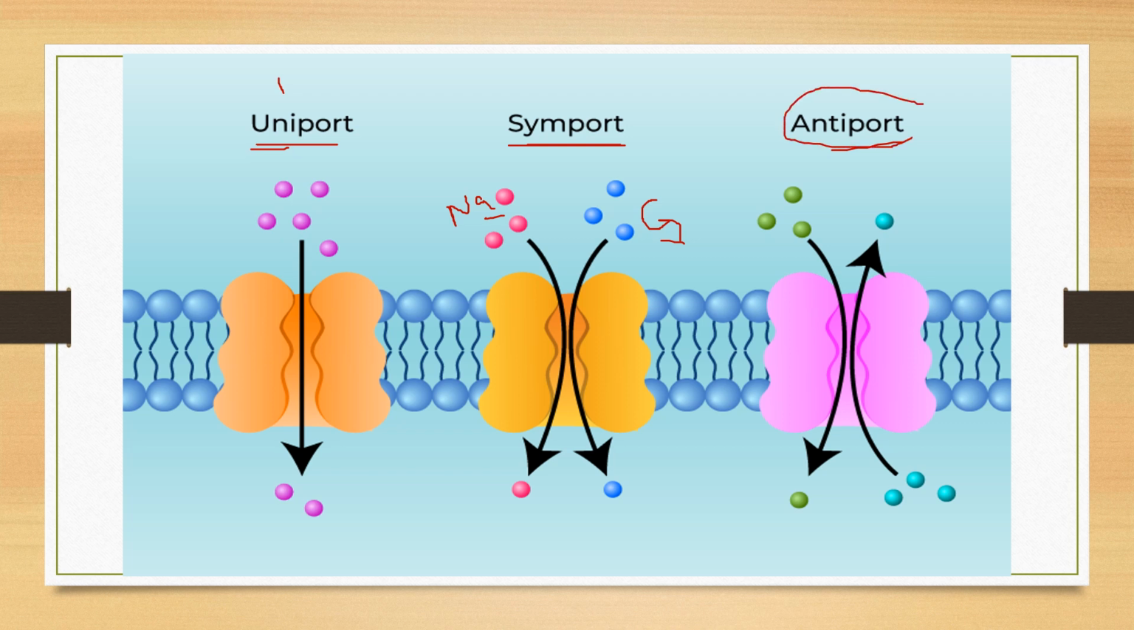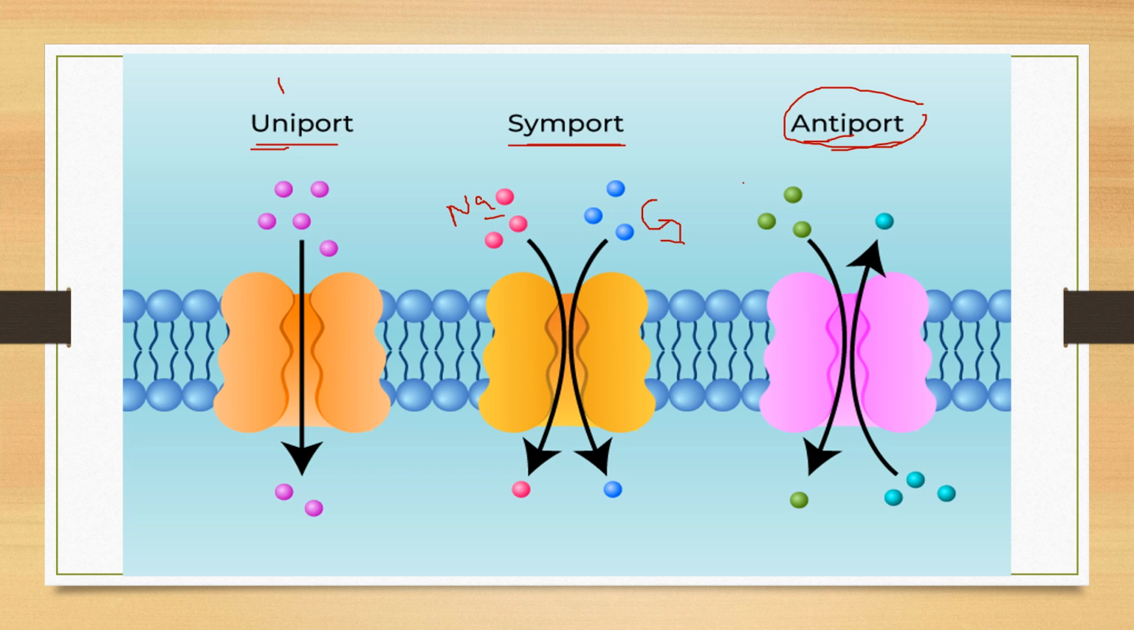But in antiport, as you can see, anti means against, and in antiport transport, one molecule is taken in and one molecule is taken out, or vice versa. As in primary active transport, if we talk about the sodium and potassium pump, 2 potassium ions are taken in and 3 sodium ions are taken out. You can see in the diagram, molecules are moving in the opposite direction. If one molecule is coming in, then the other molecule is going out.